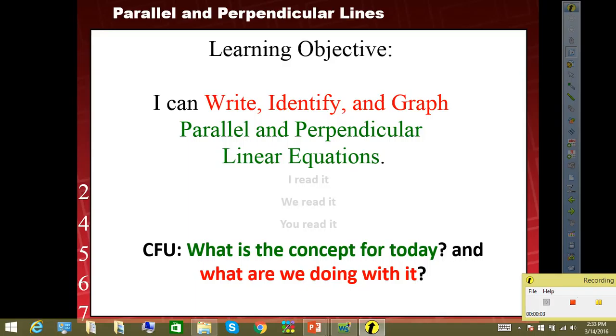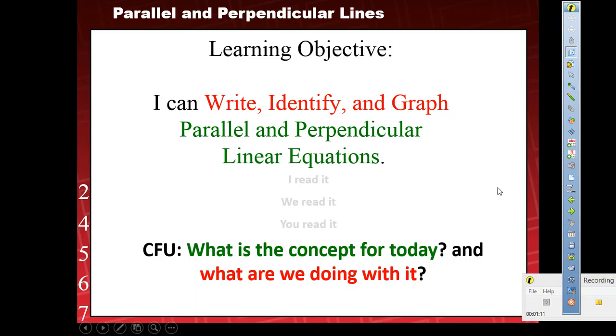Okay, Luis, can you read it for us, please? Thank you. So our objective for today, we're going to be looking at still linear equations. We already know what they are, but today we're looking at two particular ones, parallel and perpendicular. Write that down.